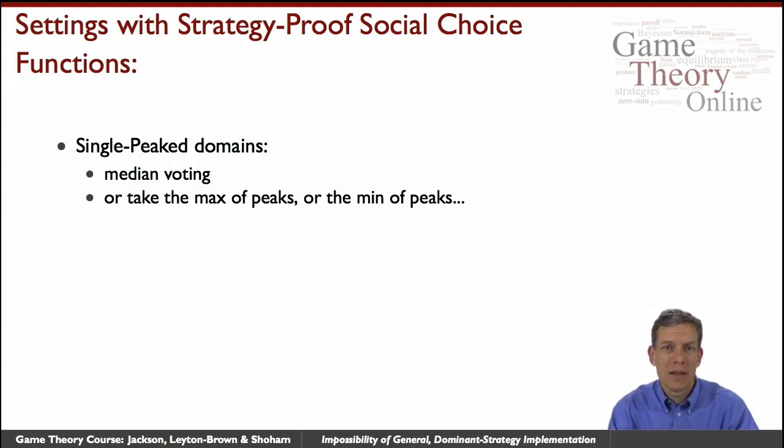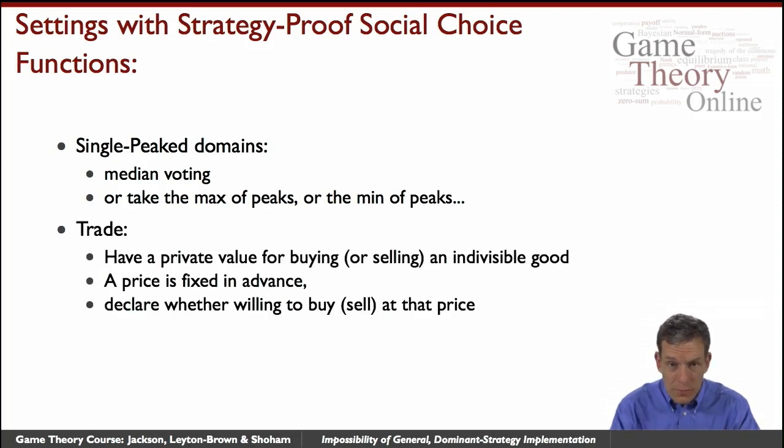And once you do that, then it's easier to design strategy-proof rules. Another setting, trade. So imagine that you have an indivisible good. You have a buyer and a seller, and they might have private values for how much they value the good, and you're trying to get trade to go on. One mechanism that works in that situation is just to fix a price. So say you can trade at a price of 10.